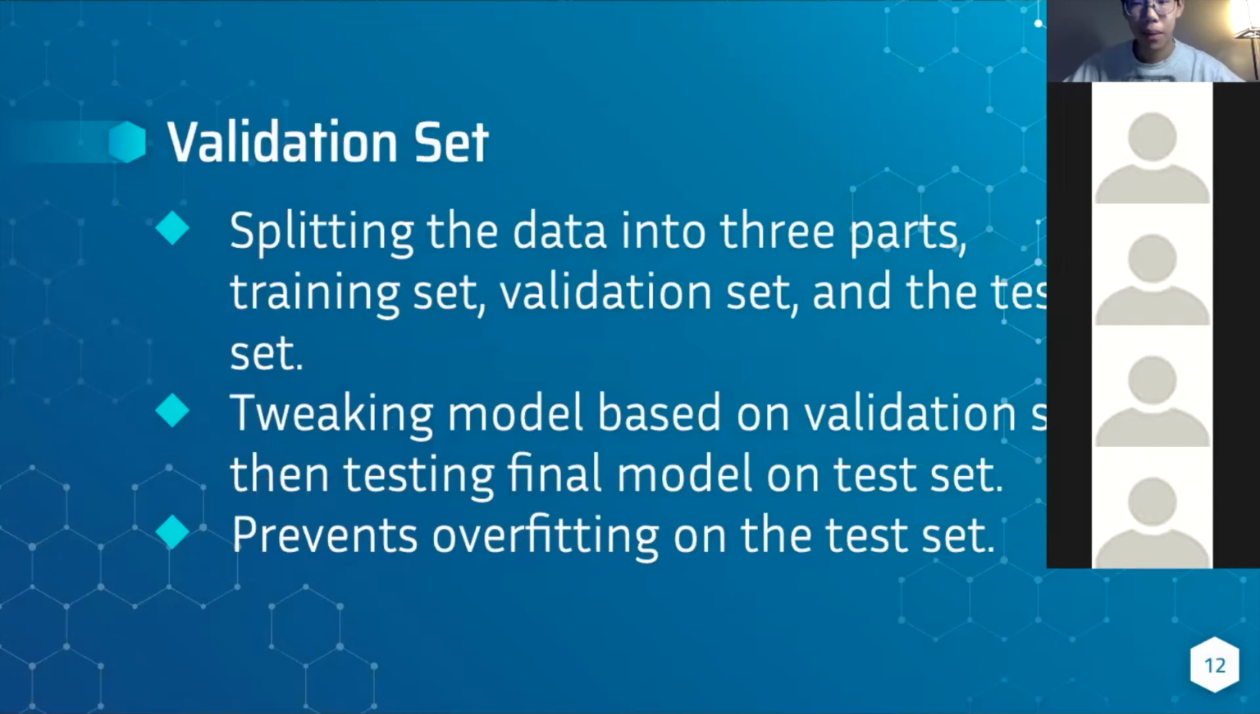Okay, so you might be wondering, we already have two sets. Why do we also need a validation set? This is also important because we want to make sure that it doesn't overfit to just the training set and the test data. We want another set called a validation set so that after we test out our models and tweak them, we can test again based on the validation set.